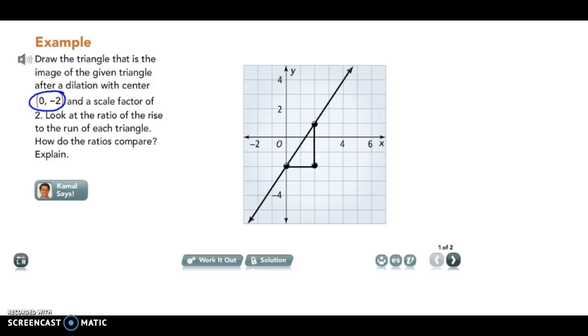So instead of just multiplying our numbers, we're going to take a look. This line is going to stay the same. And we're just going to take this part and double it because we have a scale factor of 2. So when we double it, that's going to bring it out here. And then this one, when we go up, we want to go up that same amount. So this amount going up is going to land here. Okay, so this is my new triangle.